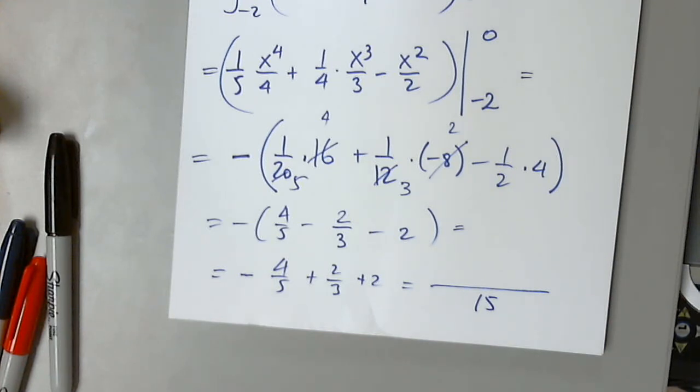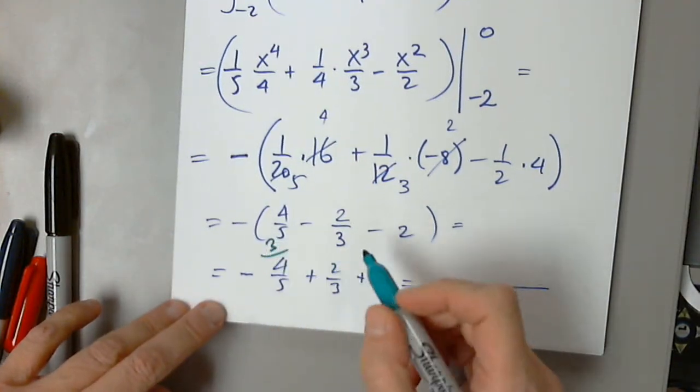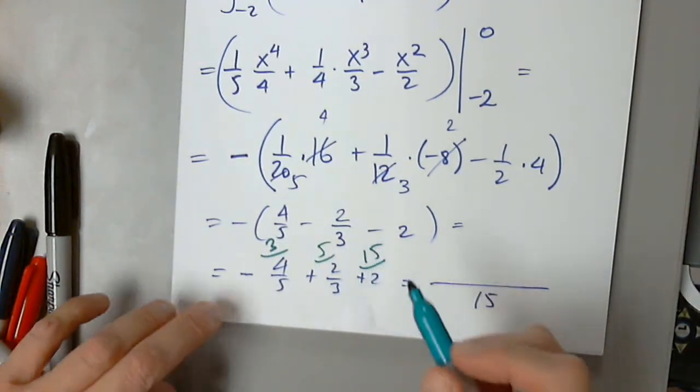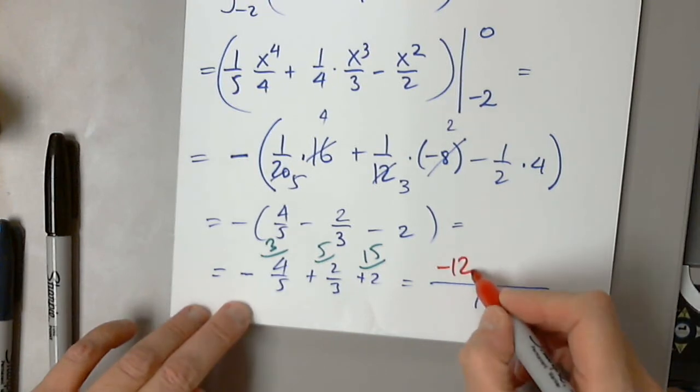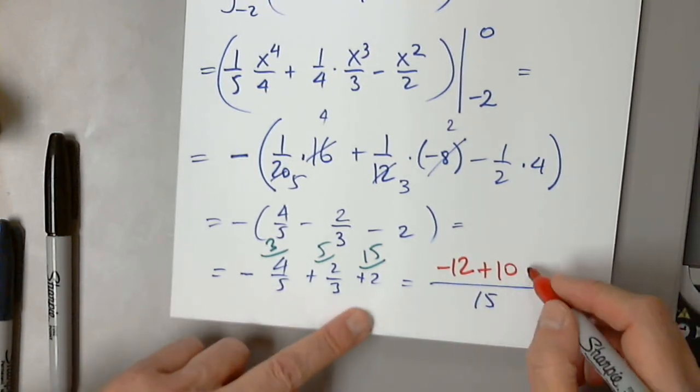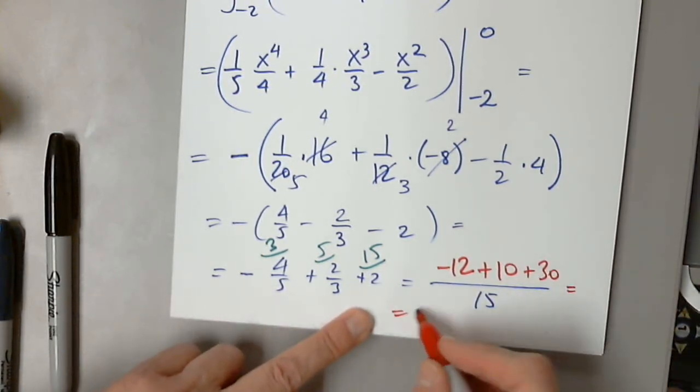And remember, this is the least common denominator. We have to multiply the tops by the appropriate numbers. So the first one gets a 3, the next one gets a 5, and the last one gets a 15. We know why, right? Okay, so this would be -12, and then +10, and then +30.